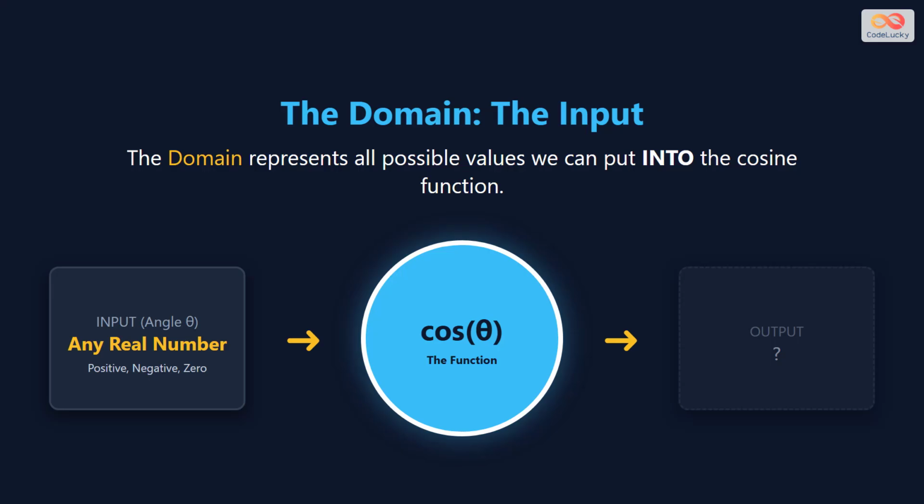Let's talk about domain first. Domain simply means the input. What values are we allowed to plug into the cosine function? Is there a limit to the angle size?